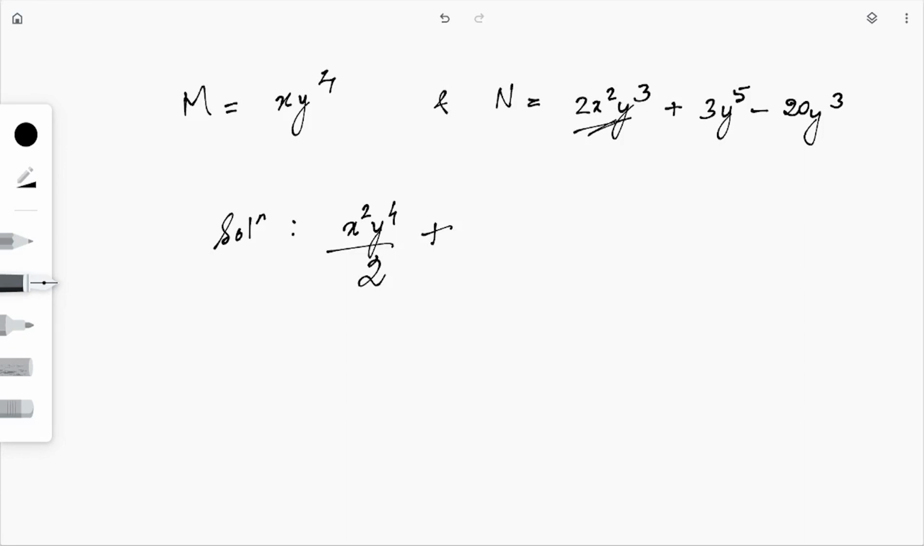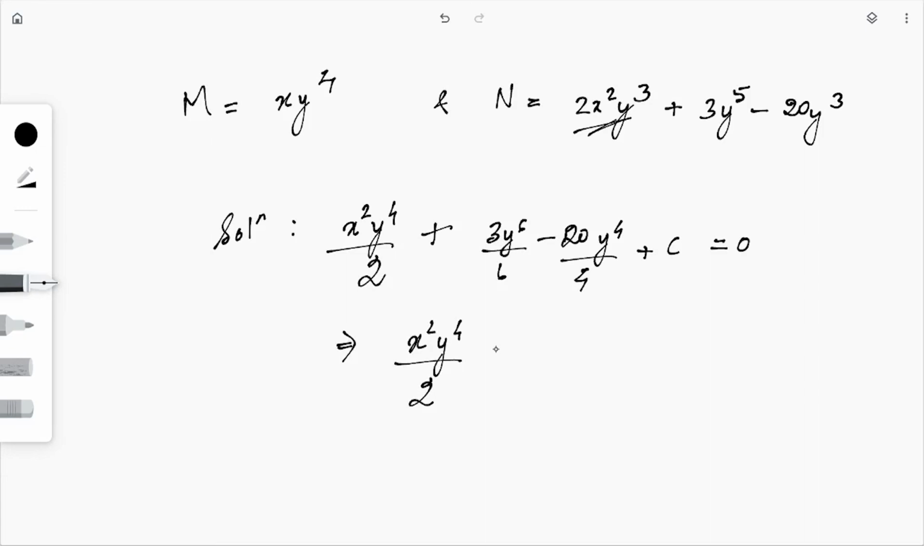So this is the only term which will be removed. We have to integrate these two terms. So that will be nothing but 3 into y⁶ by 6 minus 20 into y⁴ by 4 plus c equal to 0. And we can just simplify it. So this is x² y⁴ by 2 plus y⁶ by 2 minus 5y⁴ plus c is equal to 0. So this is the corresponding solution of the non-exact differential equation.